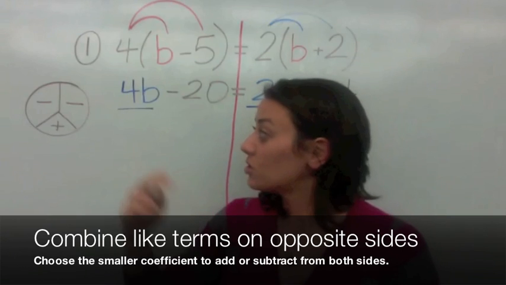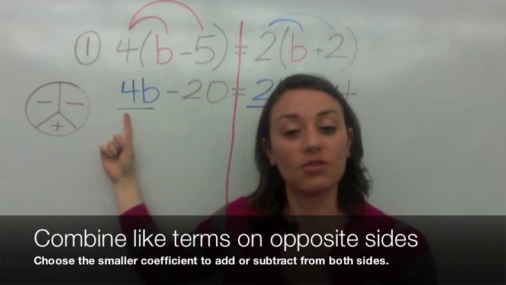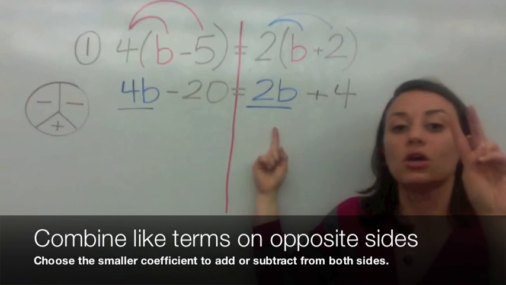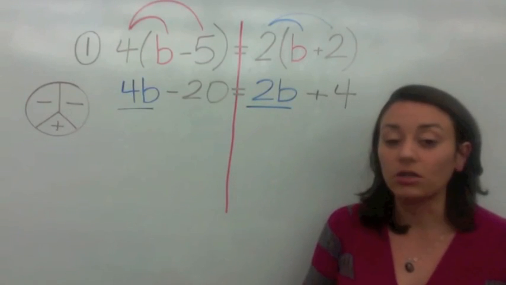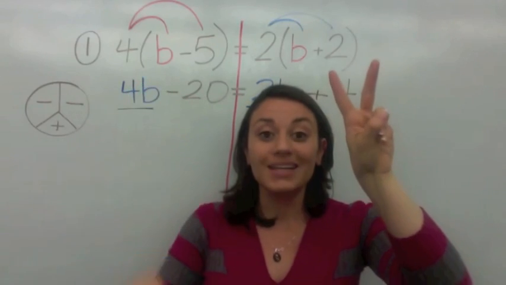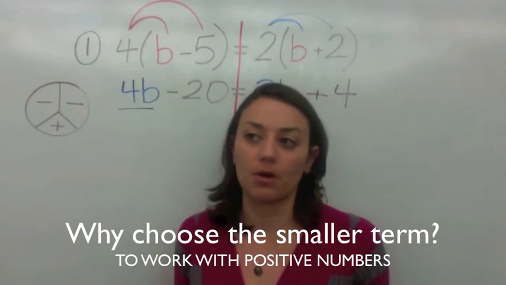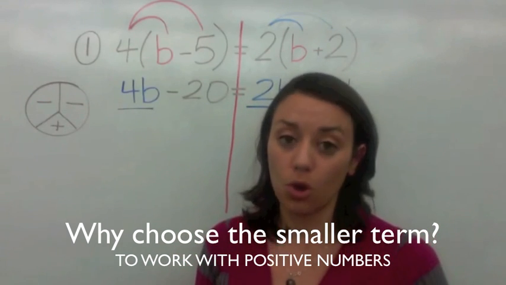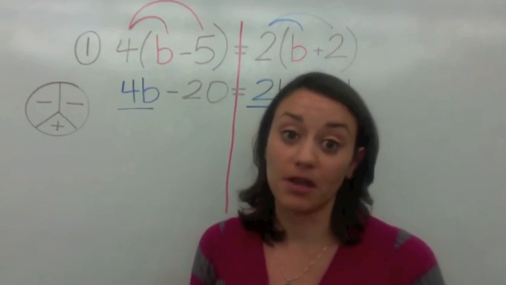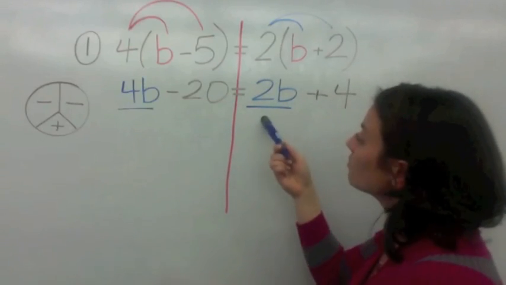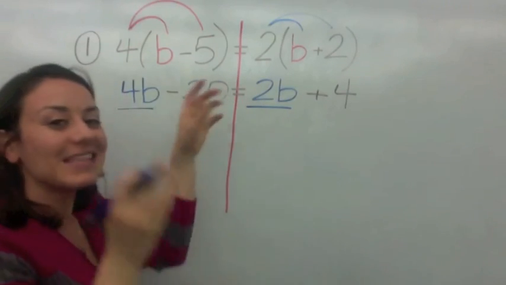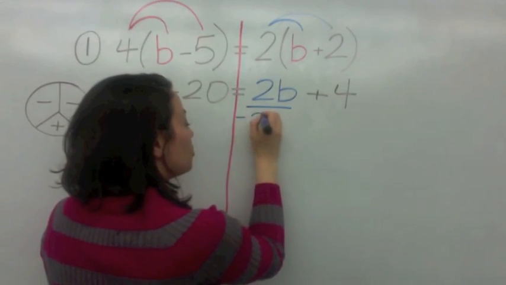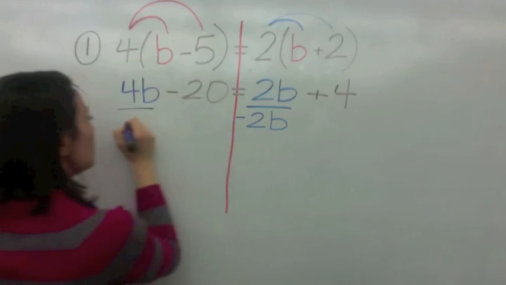Coefficient is the number. So let's take a look here. What's the coefficient in 4b? It's 4. What's the coefficient in 2b? It's 2. What's smaller, 4 or 2? Ding, ding, ding. Why are we choosing the smaller number? Well, basically, it's so that we can work with positive numbers, okay? We like positive numbers. We like positive people. So if you choose the smaller one, what is the opposite of positive 2b? It's negative 2b. That is correct.